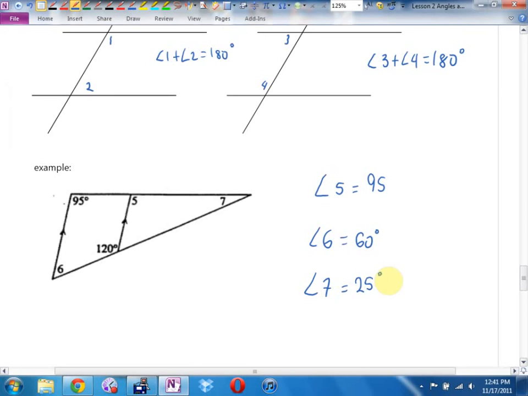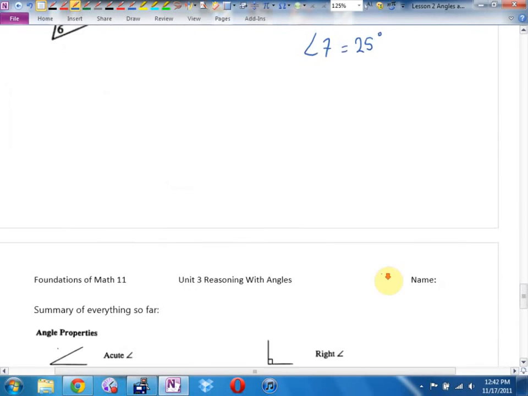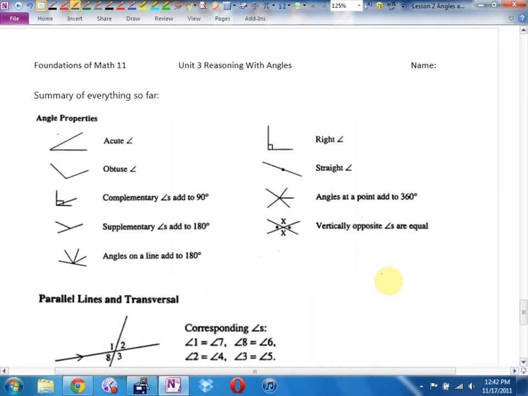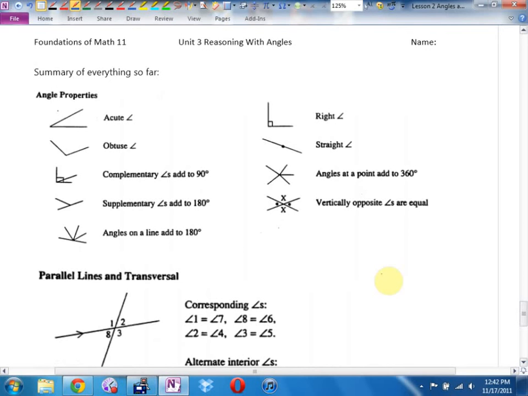This is the page you probably want to keep out in front of you while you're doing the homework. Eventually most of you will memorize most of these because you get sick and tired of looking them up all the time. This is a summary of everything we've done so far. You will notice acute angles, obtuse, complementary, a picture of adding to 90, supplementary or angles on a line adding to 180, a right angle, a straight angle, angles at a point adding to 360, there's the X, vertically opposite. Here is a sample of a parallel line and a transversal.